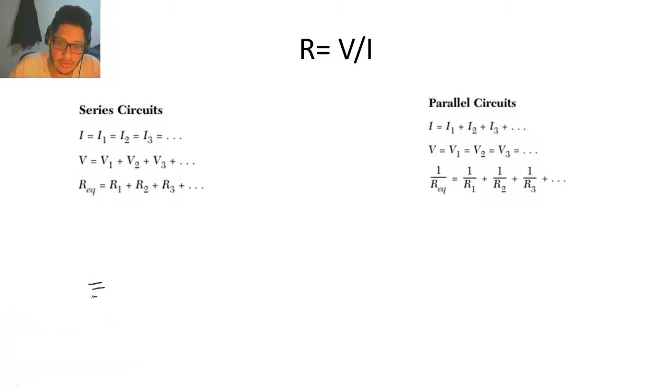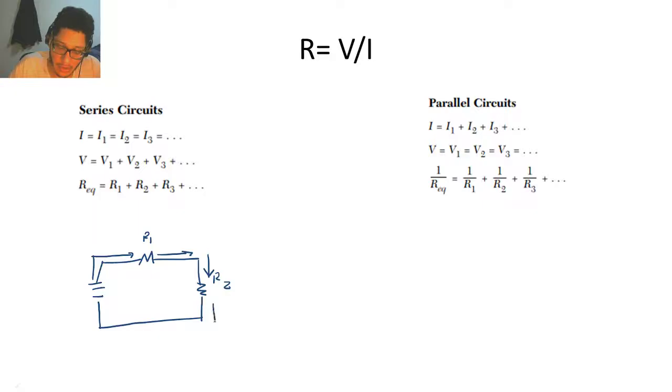Let's start with a series circuit first. Remember that series means literally in a series, one right after the other. So let's say that I had two resistors in series. That means I'm going to have one resistor followed by another resistor, and the current as it goes through here is going to have to pass through both resistors no matter what. It's only got that one path to go through.